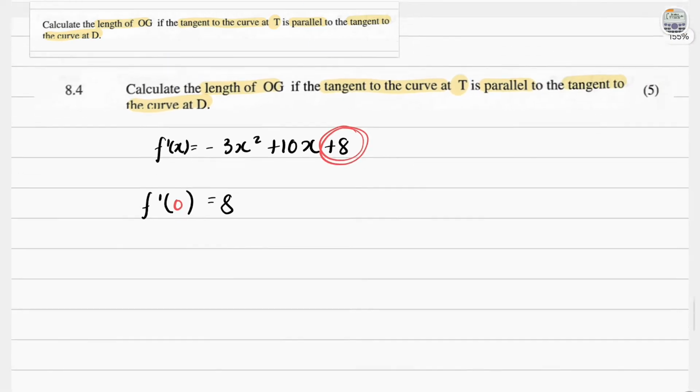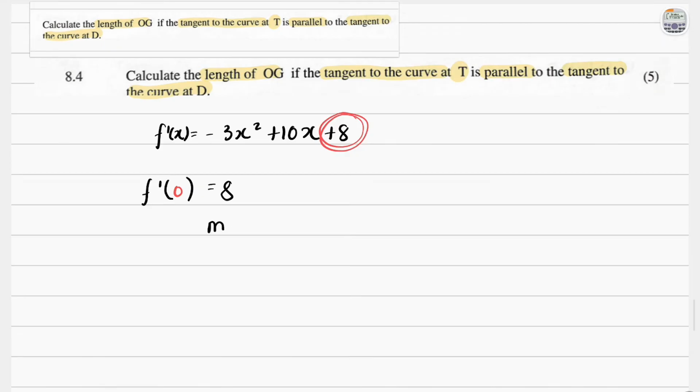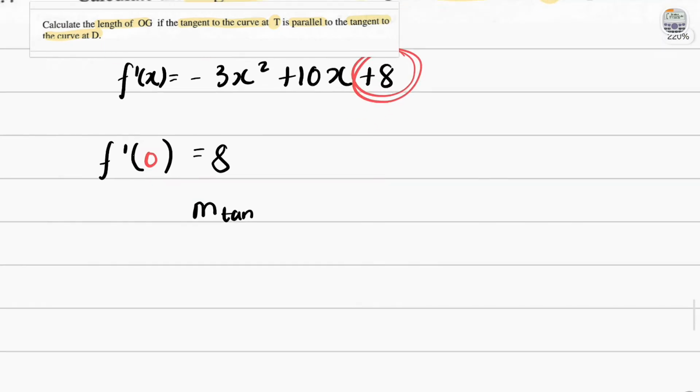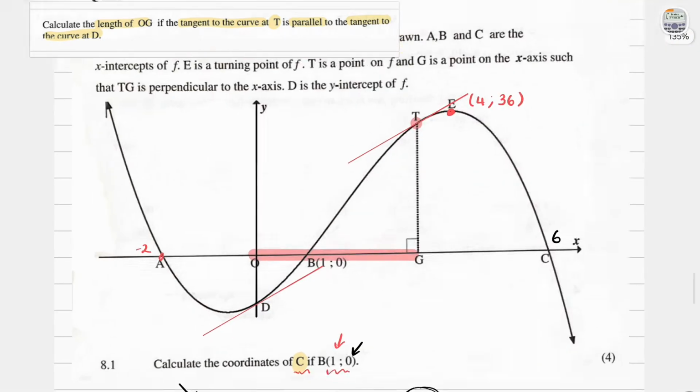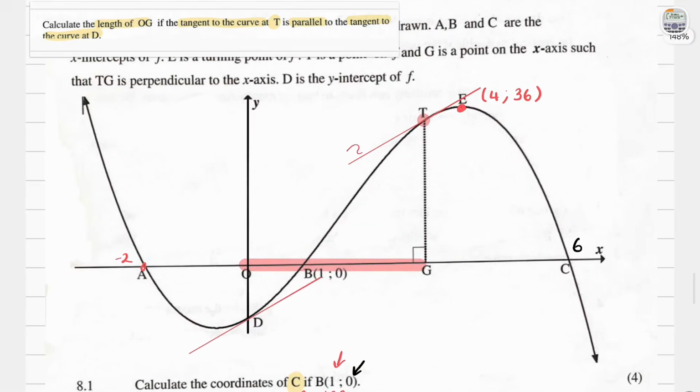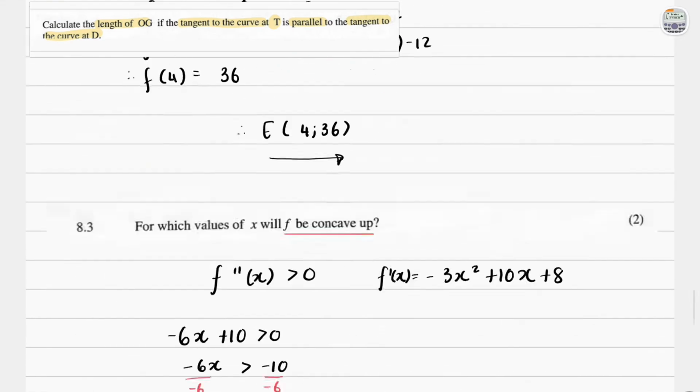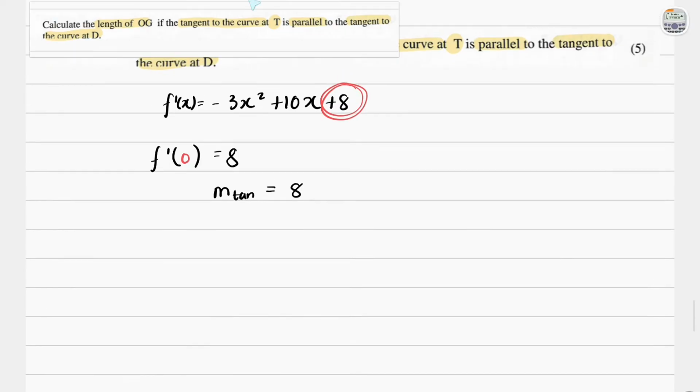And now that we know that it is 8, it means that the gradient of the tangent at d and t, they're both equal to 8. Again, how does that help us? If we know the gradient of this tangent is 8, and that one is also 8, then we can find out on this cubic function, where does it have a gradient of 8? It will give us two x values, of course, because it has a gradient of 8 at 2 points, d and t. So let's find out where that gradient is equal to 8. Again, we'll be using this function.